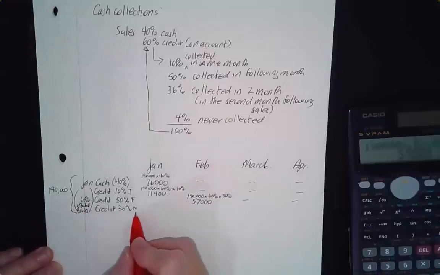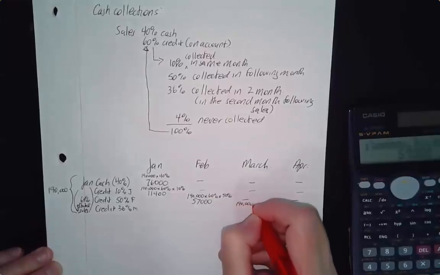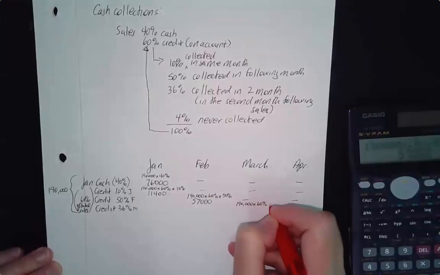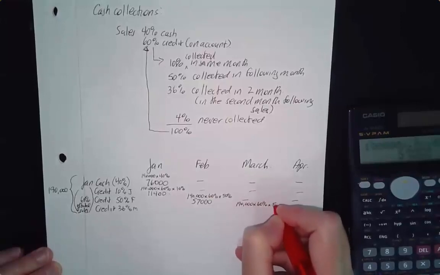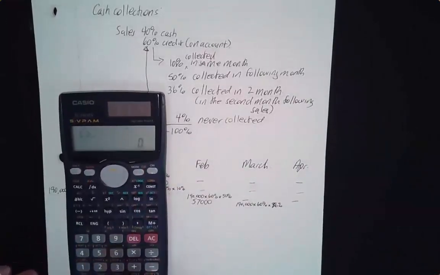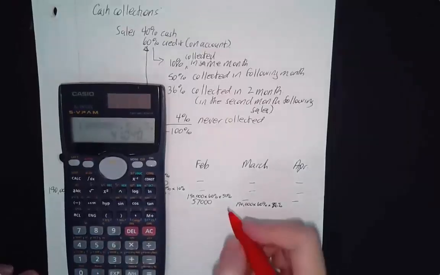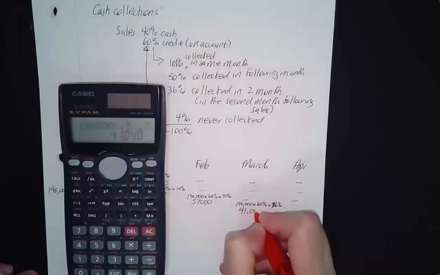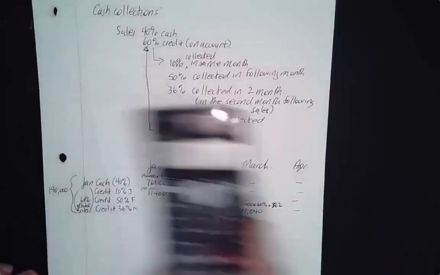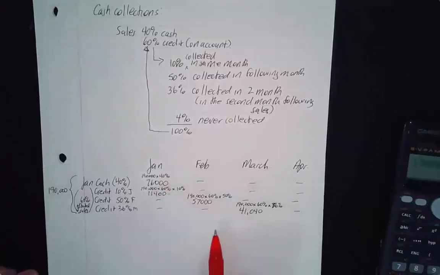In what month? March. So I go over to March, and I'm going to do the 190,000. I'm going to multiply it by 60%, multiply it by 36%. I almost did 50. 36%. 190 times 0.6 times 0.36 is equal to 41,040. Nothing in here, right? So I'm not going to do anything here, nothing here, nothing here. So notice what's happening. There's a cascading effect.